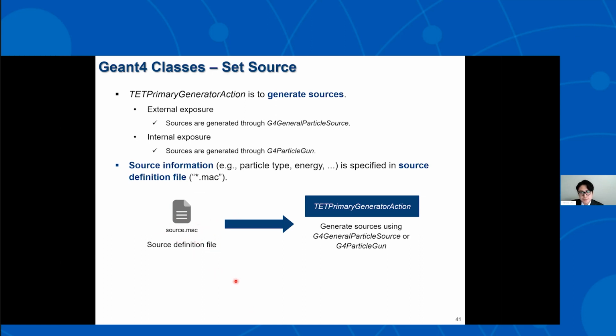definition file. On the other hand, for the internal exposure, the default particle gun class is used to change the source position for each event. So the particle type and primary energy information are specified in the source definition file and source regions can be set through the command line. The detailed information will be explained later.